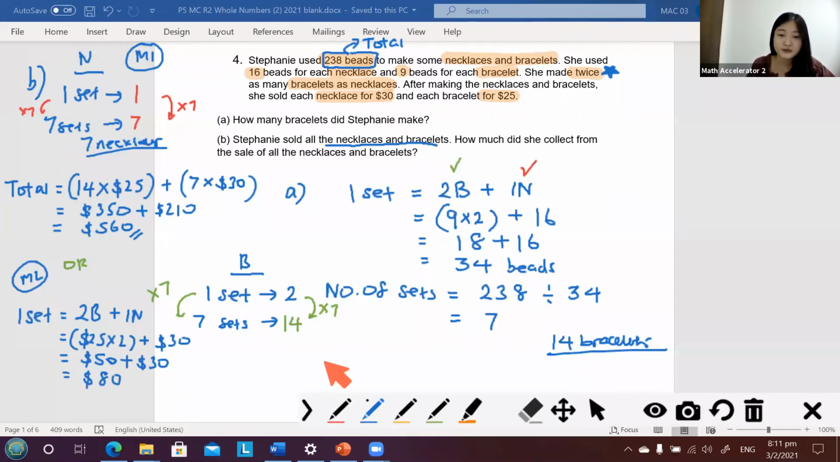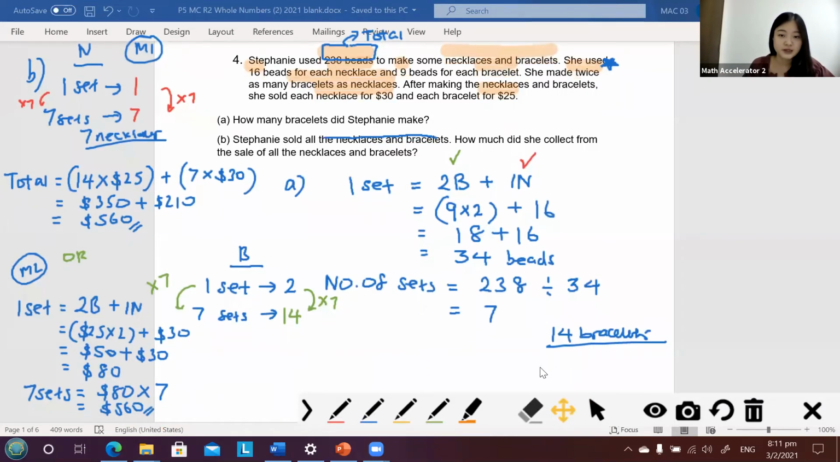So that's one set, and you have a total of 7 sets. Okay, so how do you find the total of the 7 sets that she sold all? She sold all of them. She will earn $80 for each set. So if she sold 7 of them, it will also give you 560. Okay, write it below here. So either way, you can still find the answer.